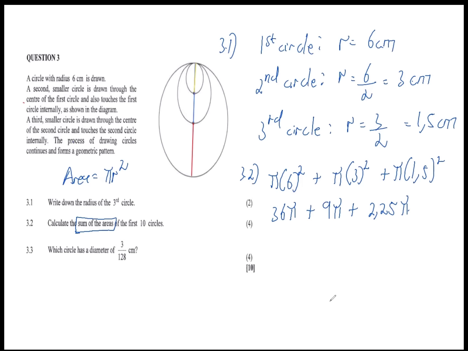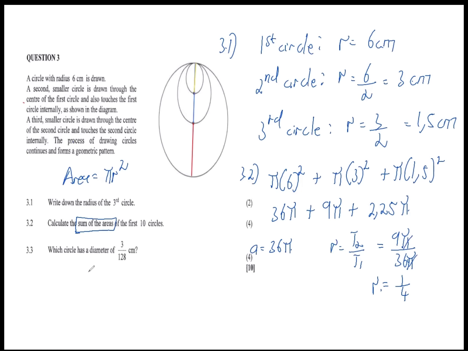Now at this point, this is what we're going to do. This is the first term, so this is A, 36 pi. Now let's find our R. Our R is T2 divided by T1, since we've been told this forms a geometric pattern. So 9 pi divided by 36 pi. Pi and pi will cancel out. So what is 9 divided by 36? This gives us 1 over 4, right? So that is our common ratio, our constant ratio.